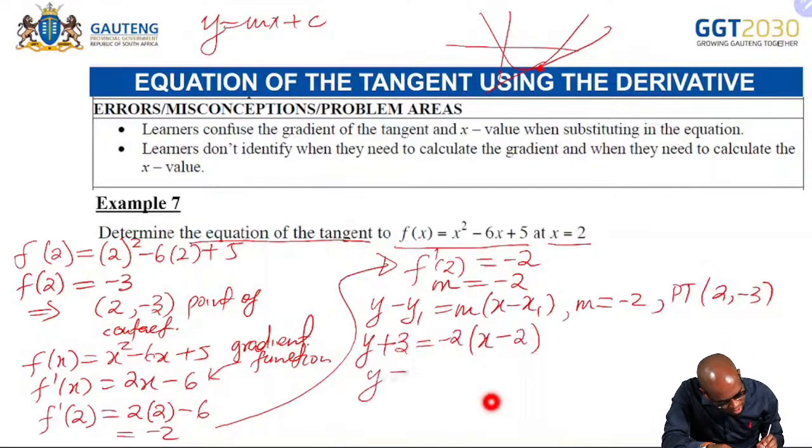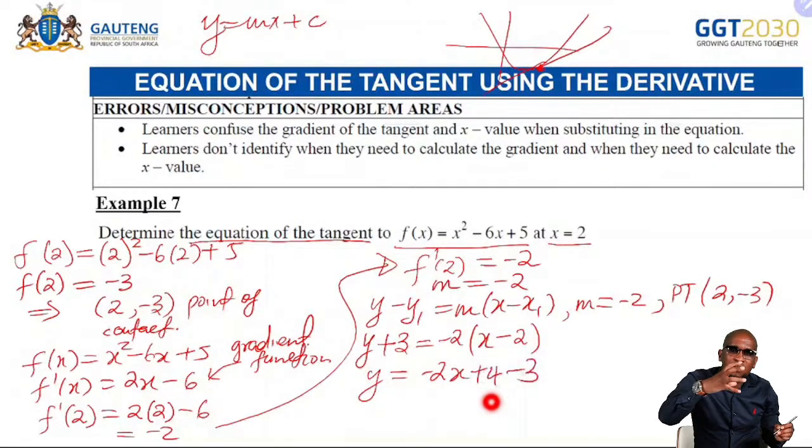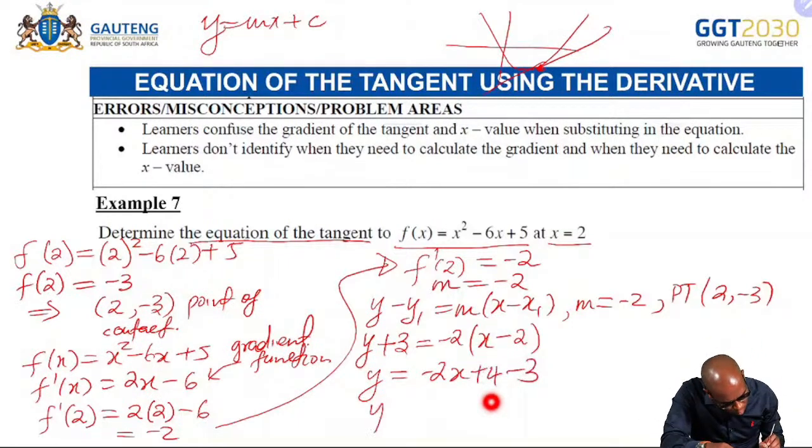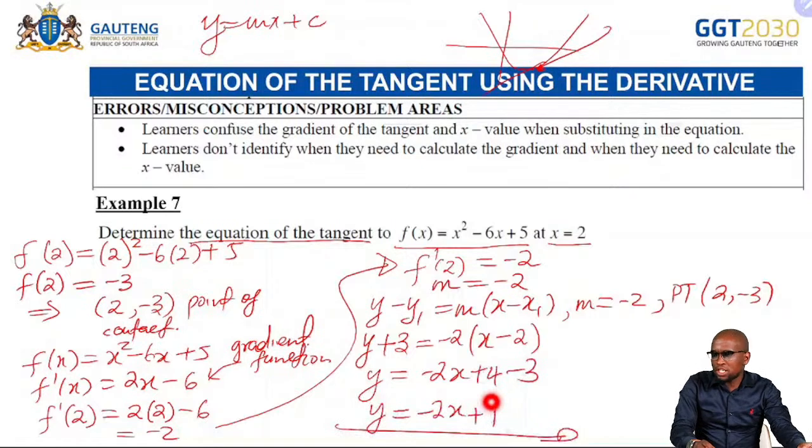So we get y equals minus 2x plus 4 minus 3. I distributed and transposed the 4. So y equals minus 2x plus 1. So this would be the equation of this particular tangent.